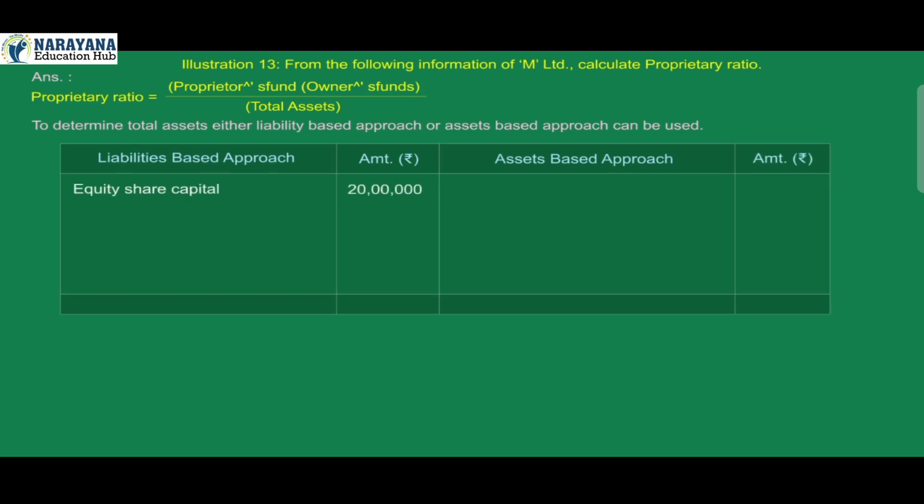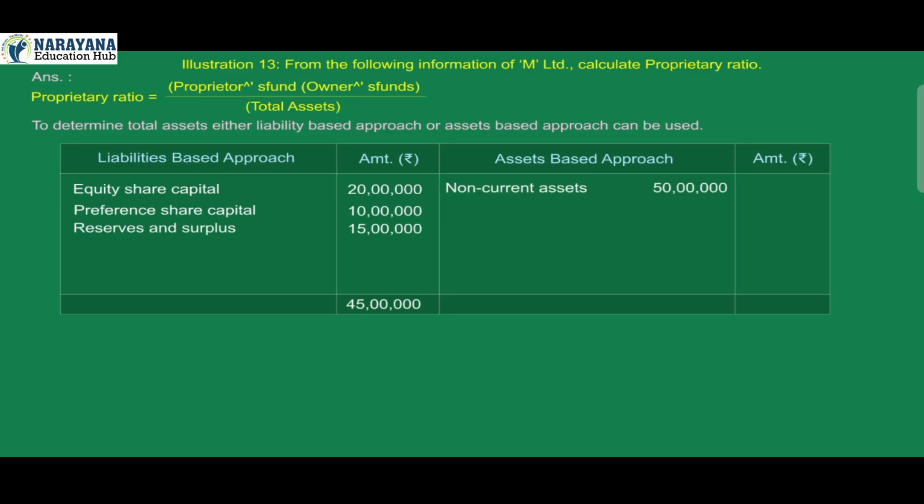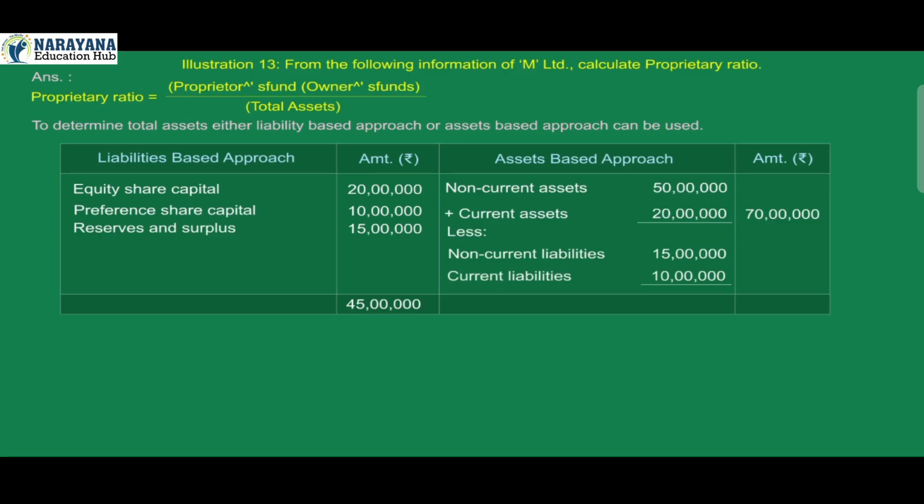Equity share capital, 20 lakh. Preference share capital, 10 lakh. Reserves and surplus, 15 lakh. Total, 45 lakh. Non-current assets, 50 lakh, plus current assets, 20 lakh, is 70 lakh. Less non-current liabilities, 15 lakh, and current liabilities, 10 lakh, which is 25 lakh. Total, 45 lakh.